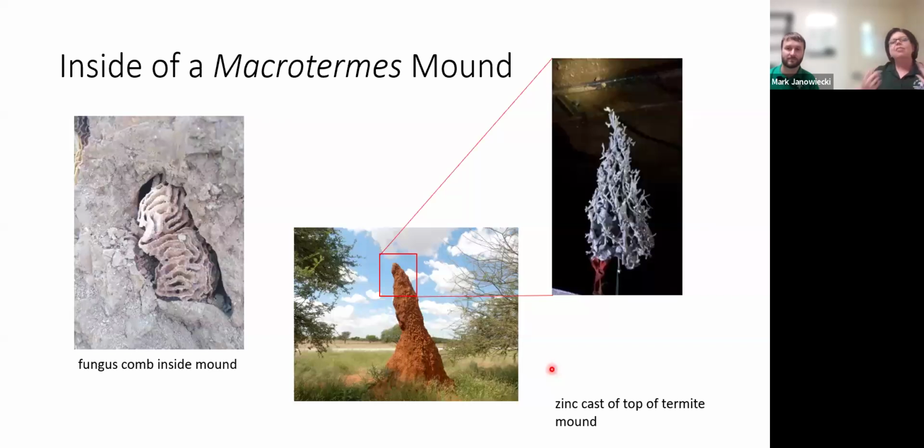So here on the left is a picture of a fungus comb that's inside the mound. You can see a lot of people compare it to the structure of a human brain, right? There's a lot of different folds. It really takes advantage of increasing that surface area so that you can cultivate as much fungus as possible.